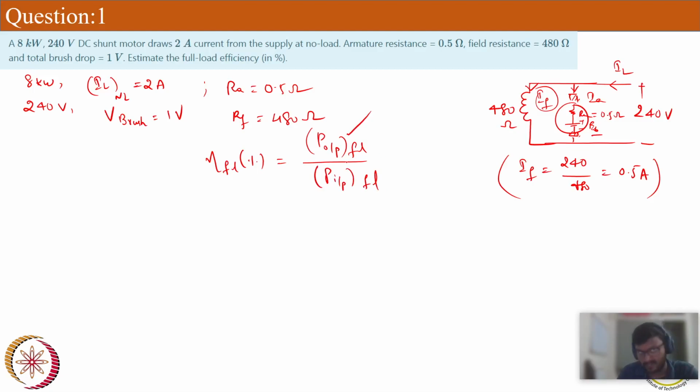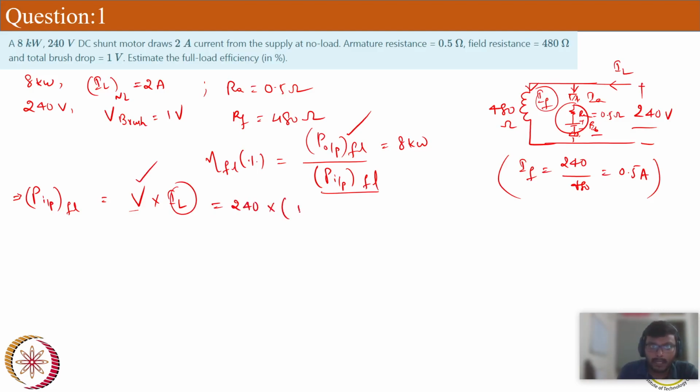Do I know this? Yes, it is nothing but 8 kilowatt. Now I have to calculate the input full load. What is the formula for input full load? The supply voltage 240 multiplied by IL. Now I know this V, but I don't know this IL, that is 240 multiplied by IA plus IF. IF is 0.5. Now the only quantity I require is IA. Now how to calculate this IA?